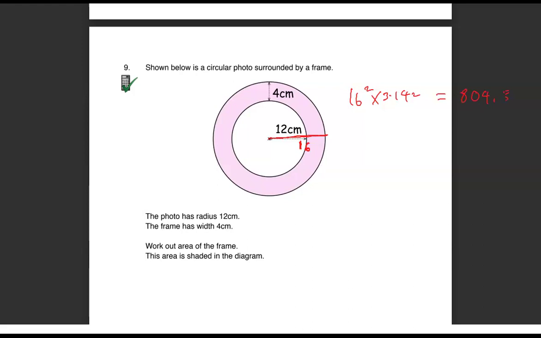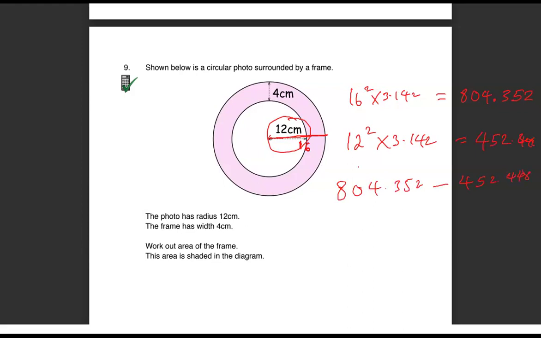I get it. You add the 4 and then you subtract. Yeah, you now do this one for 12. 12 squared times 3.142. So 12 times 12 times 3.142. That's 452.39. So then you do 804.352 minus 452.448. So then that's going to be the answer.